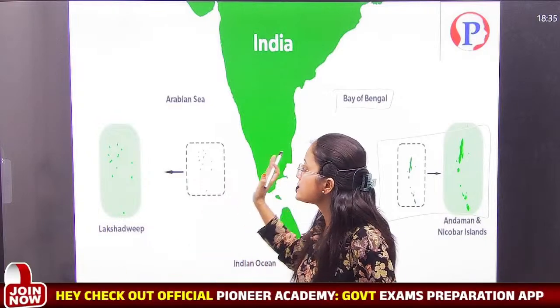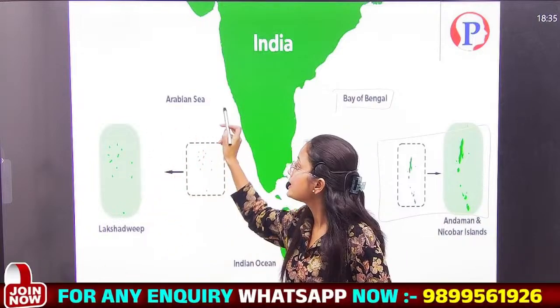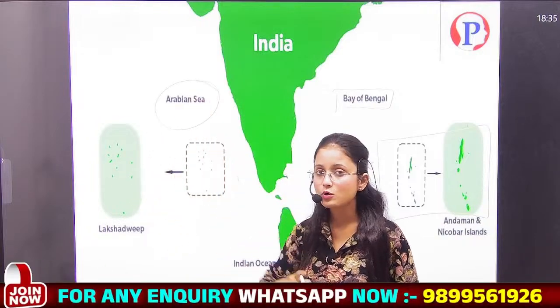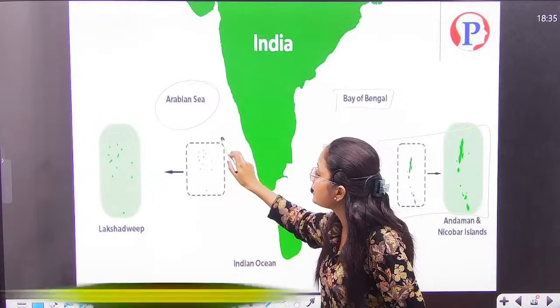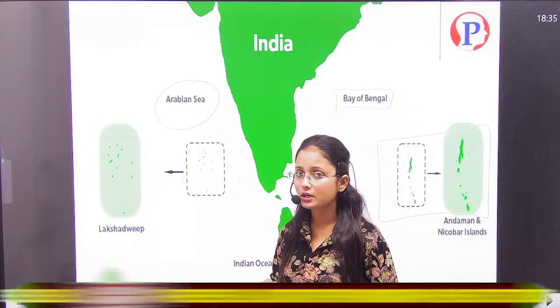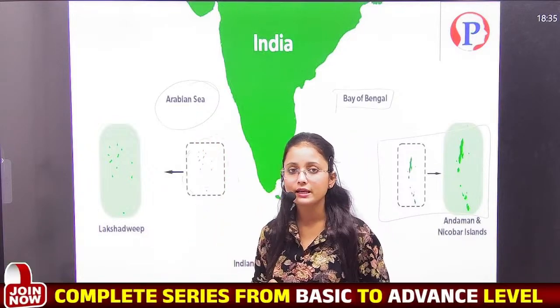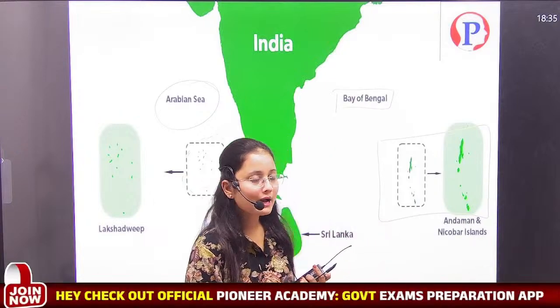Now this water body located on the right side of India is called the Arabian Sea. Here you can see an island. This is called Lakshadweep. So Lakshadweep is located in the Arabian Sea. You can simply say these are some islands.